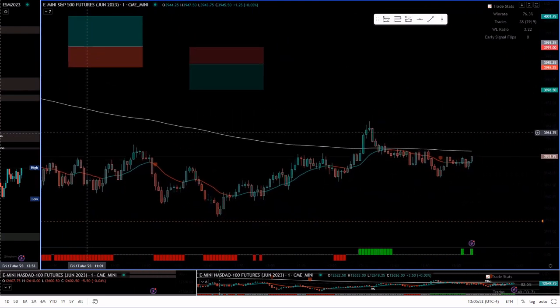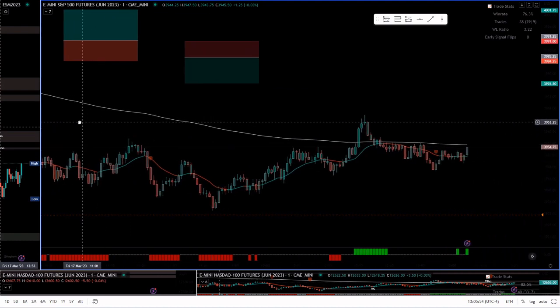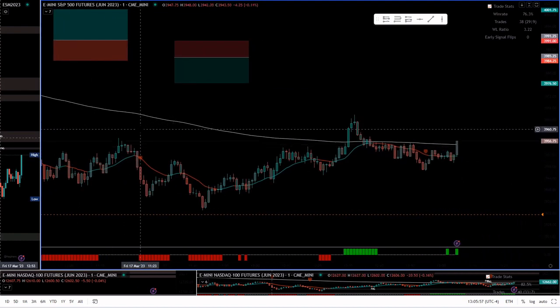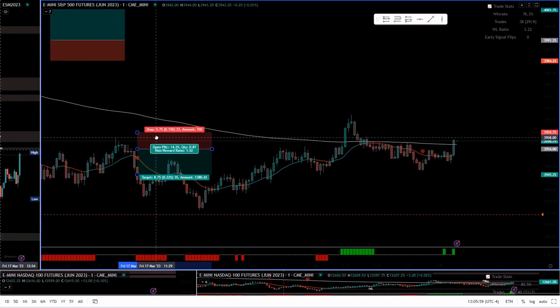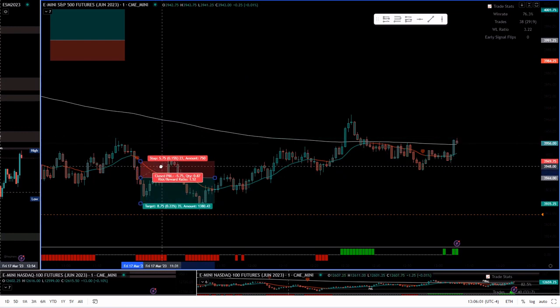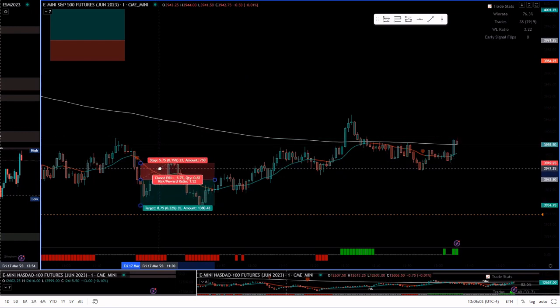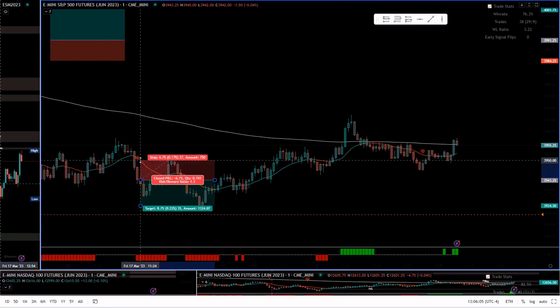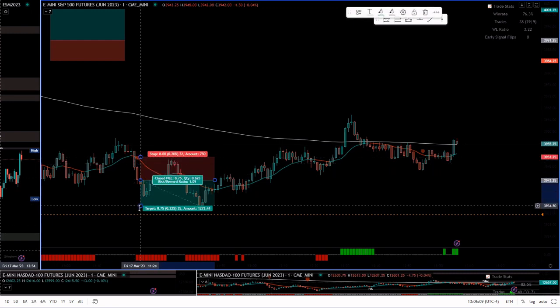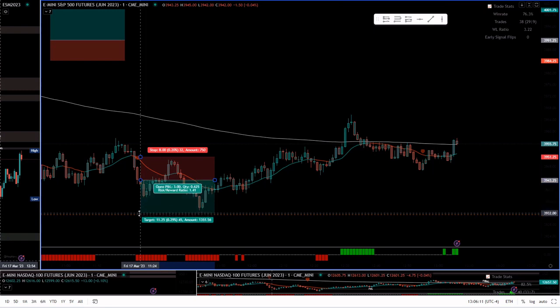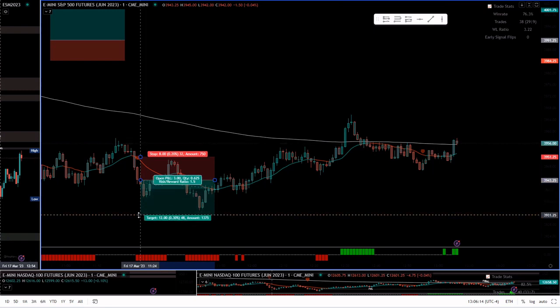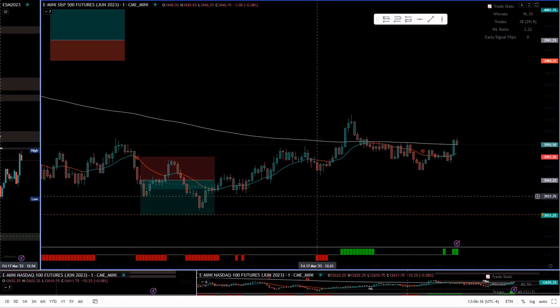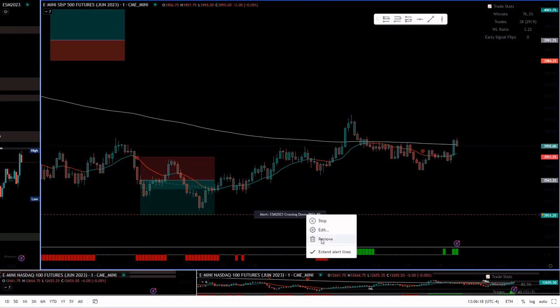Today's not a good day. We haven't had a winner yet. So this one was 11:23. We have a short here at 11:23. Our entry would have been the open of this candle here. Our stop would have been right about there. Take profit right there, and we just quite didn't get there.